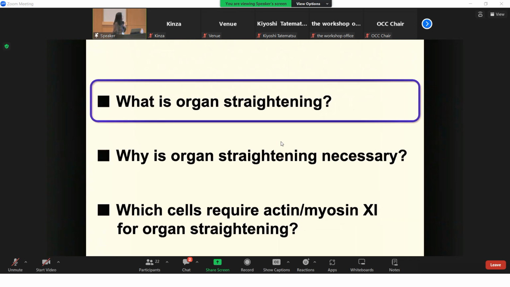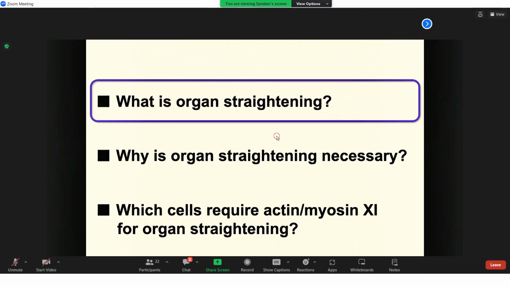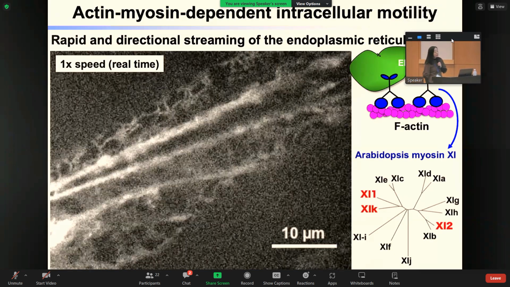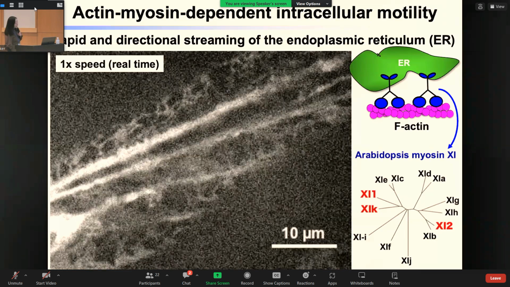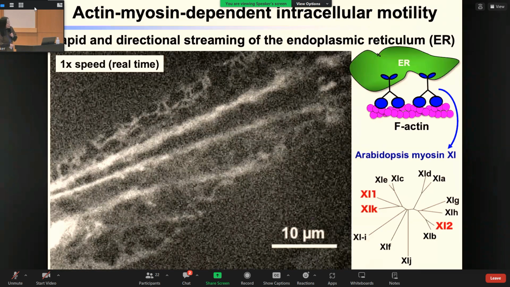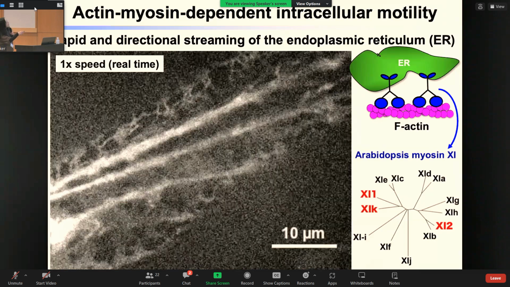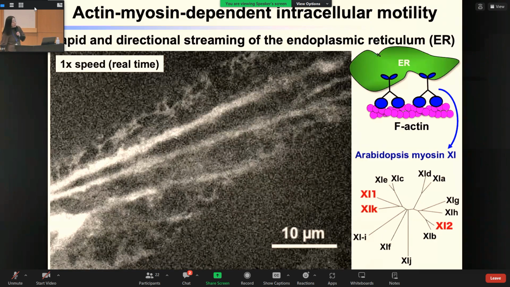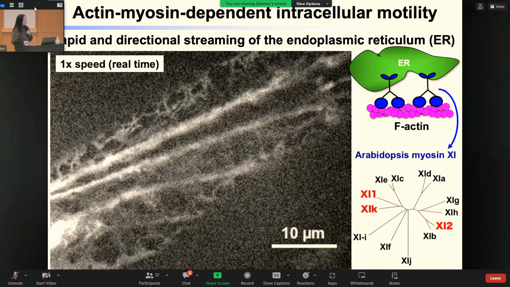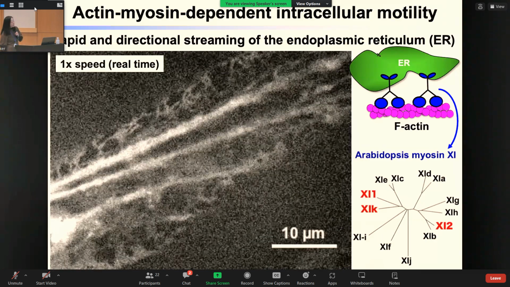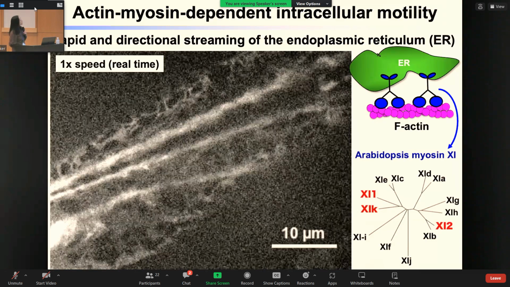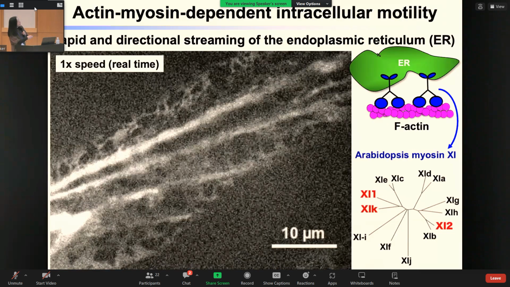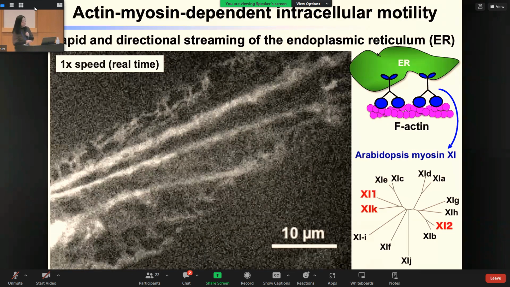I would like to first give a brief introduction on the topic. My initial interest was to understand intracellular motility as indicated by this movie that shows endoplasmic reticulum (ER) streaming in an Arabidopsis petiole cell. You can see the rapid movement of thick ER strands flowing just like a river.